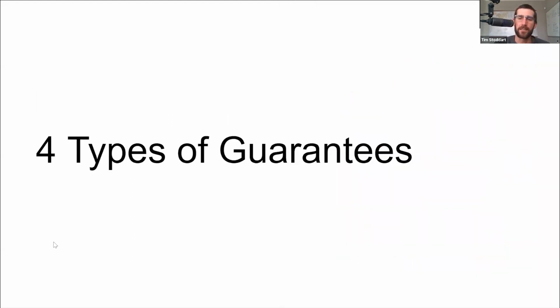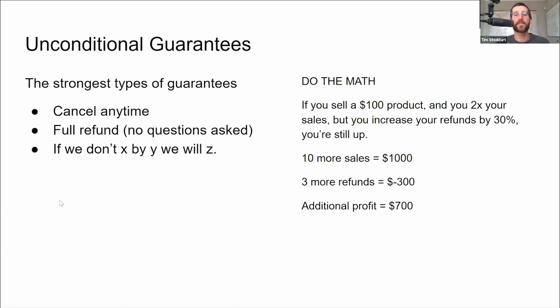There are 4 types of guarantees, and they all apply differently. In most cases, if we're selling a digital product, we're going to use one certain type of guarantee, but there are other instances in which other guarantees are more applicable. The first is the unconditional guarantee. This is the strongest type of guarantee. And if you're brave enough, this is the guarantee that I hope you will use.